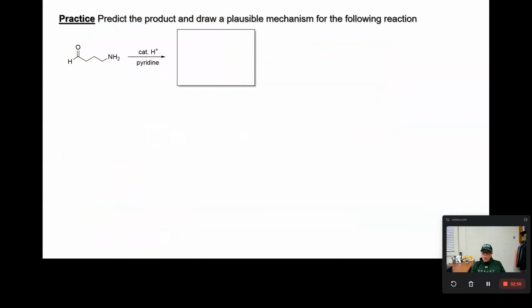Let's try to draw on your own. This one we have an aldehyde and we have an amine in the same molecule. This one is a primary amine. Show the structure of the imine first, and then draw the mechanism to explain how it forms.